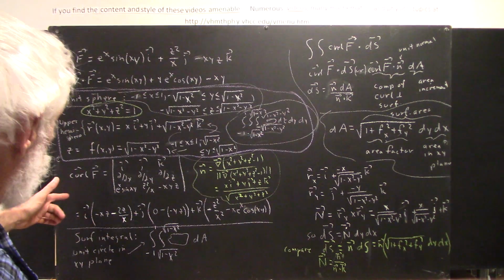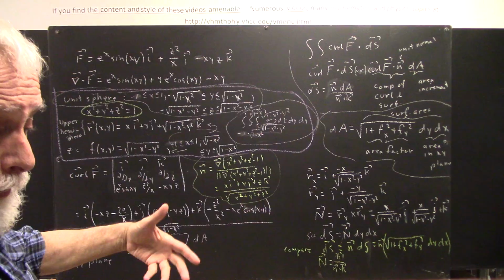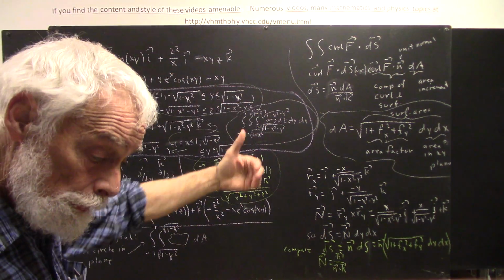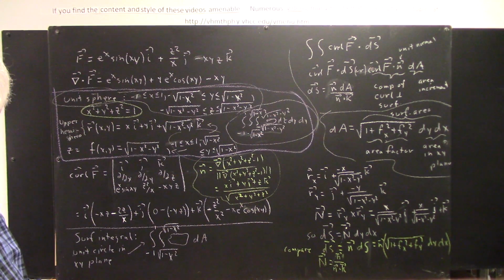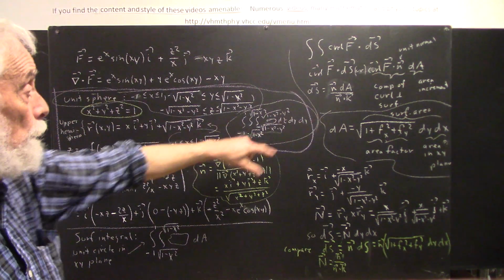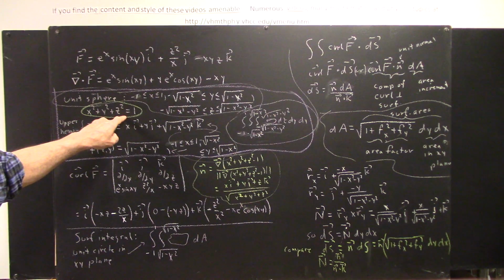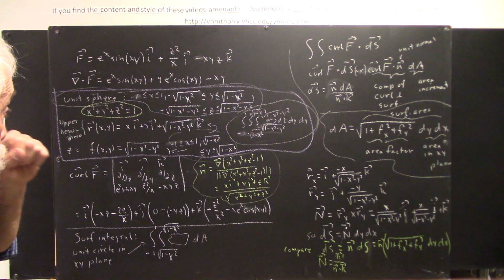Now that's the curl. We've got the divergence. We want to do the curl of f dotted with n, and we're going to be asked to also integrate the divergence over the unit sphere. So here is what we know about the unit sphere. The unit sphere can be represented in terms of x, y, and z by the equation x squared plus y squared plus z squared equals 1.